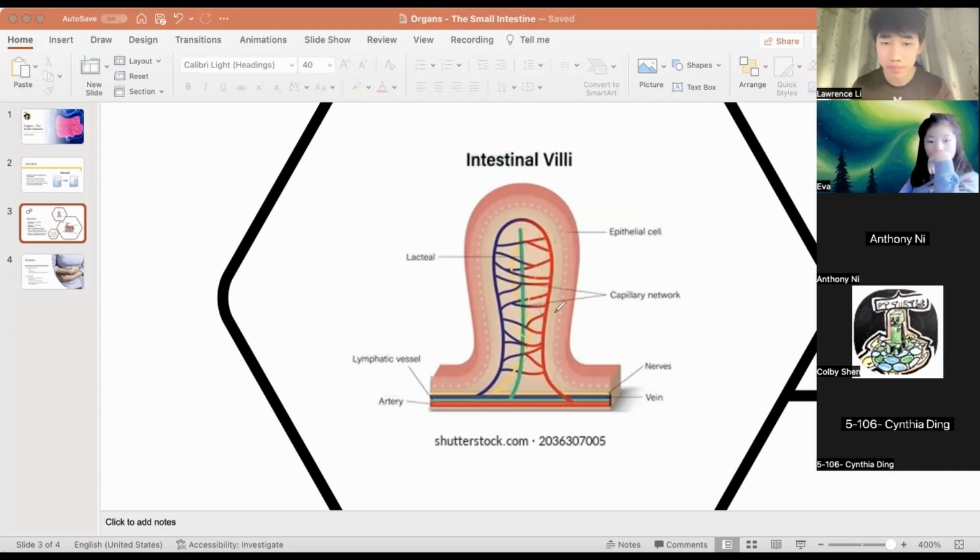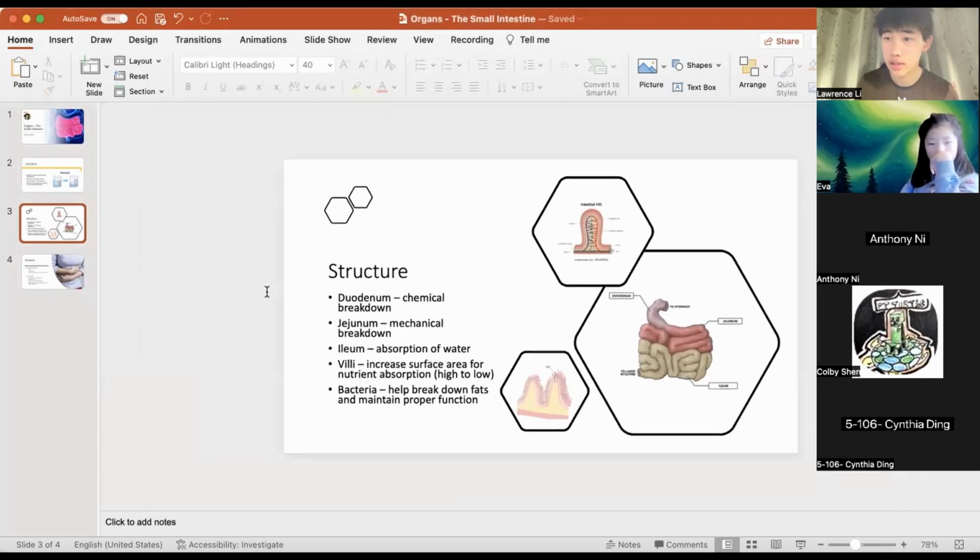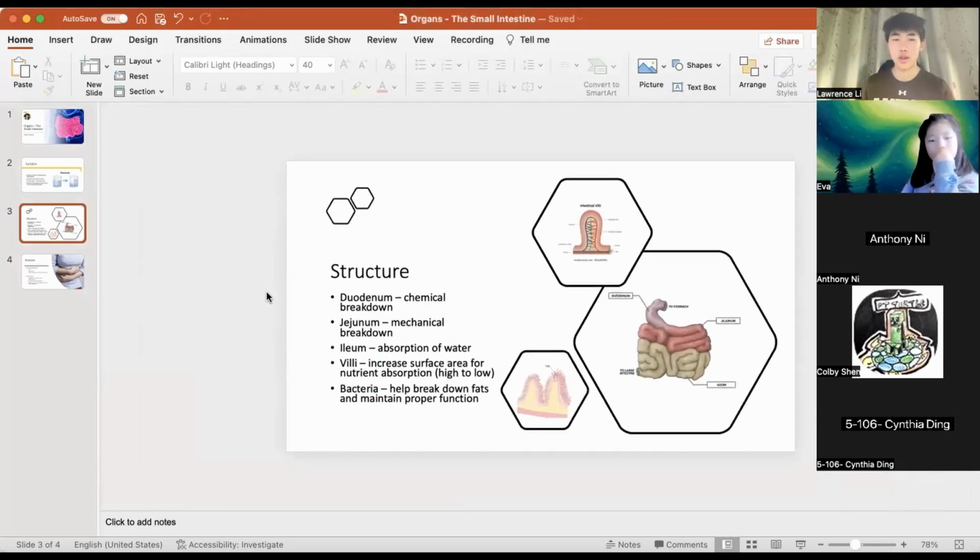Okay. Any questions about the general structure of villi or just anything about that in general? Lovely. Okay. We're moving at a good pace here.